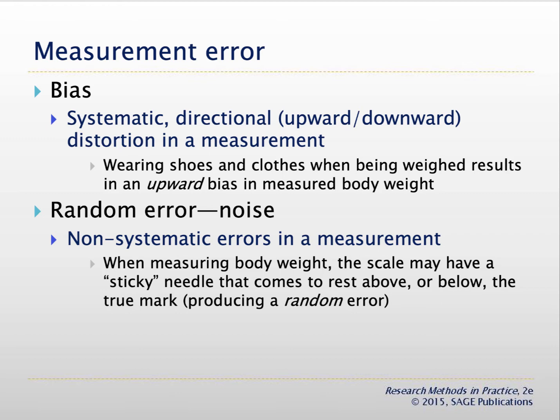There's another kind of error, which is random error or noise. These are non-systematic errors. If you've got enough of them, they cancel out. So the example from the book is this sticky needle on the scale. Half the time it sticks too high, half the time it sticks too low. But that's a random error. And those are better because if you get enough data, they will average out to 0.